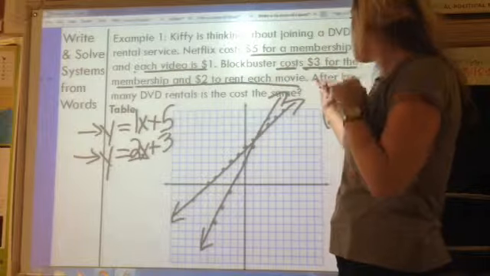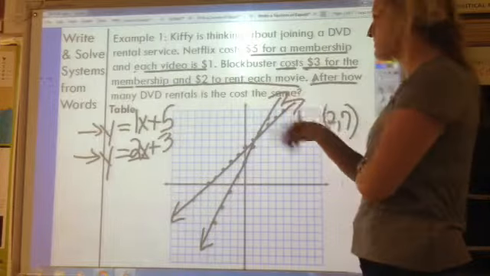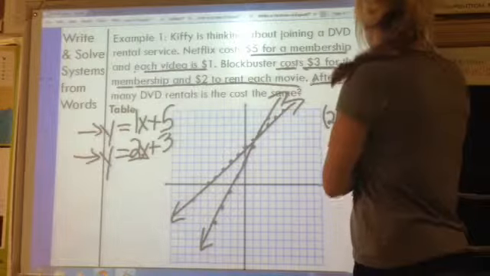So that answers my question. After how many DVD rentals is the cost the same? After 2 DVD rentals. Let's do another one.